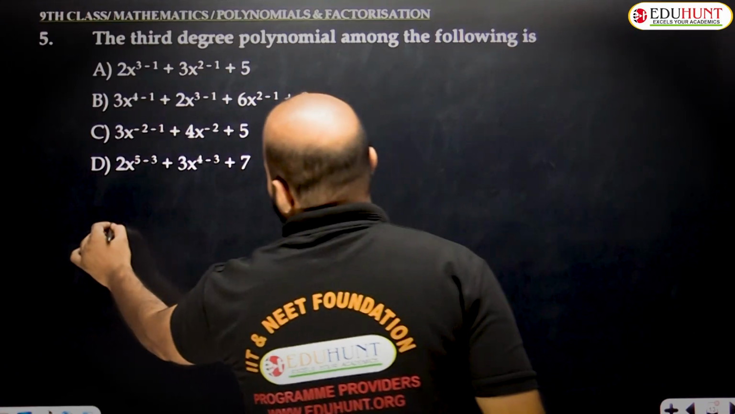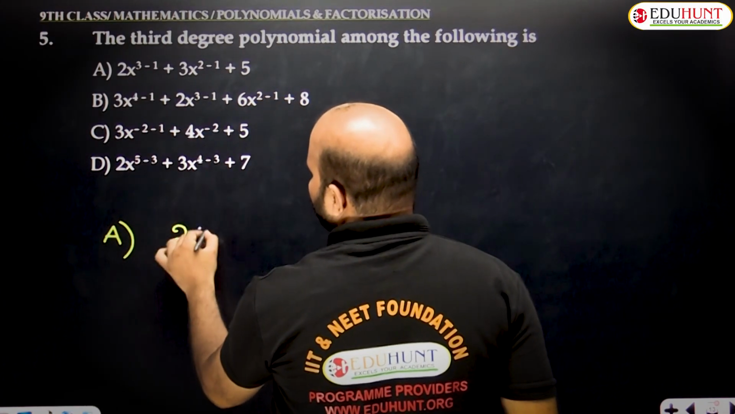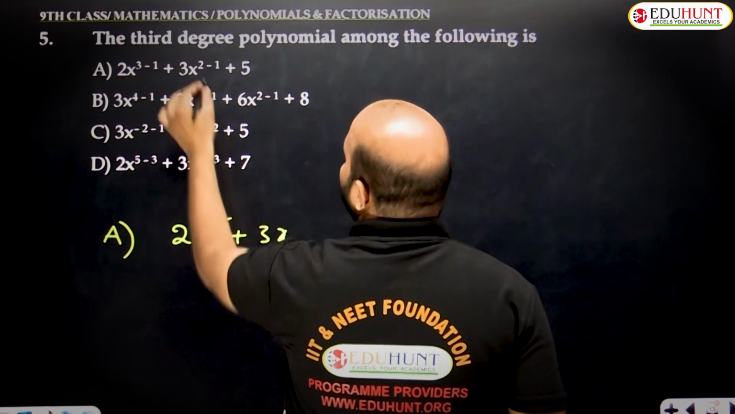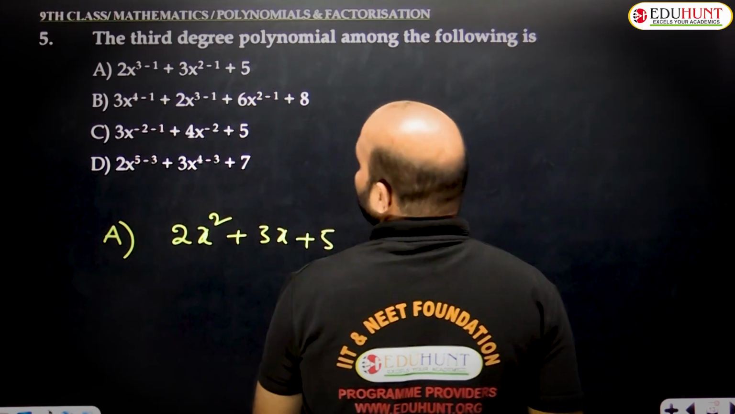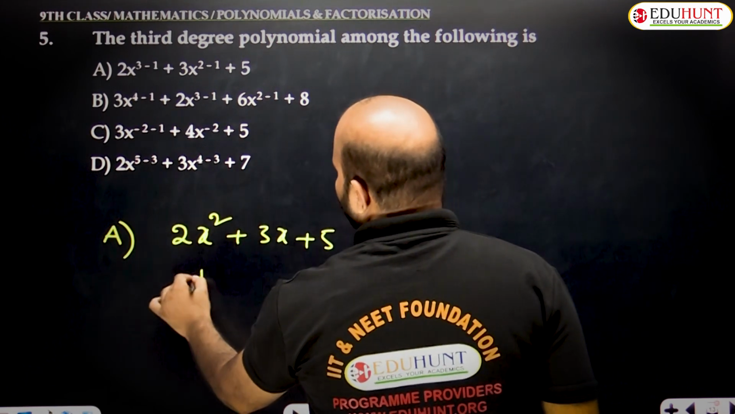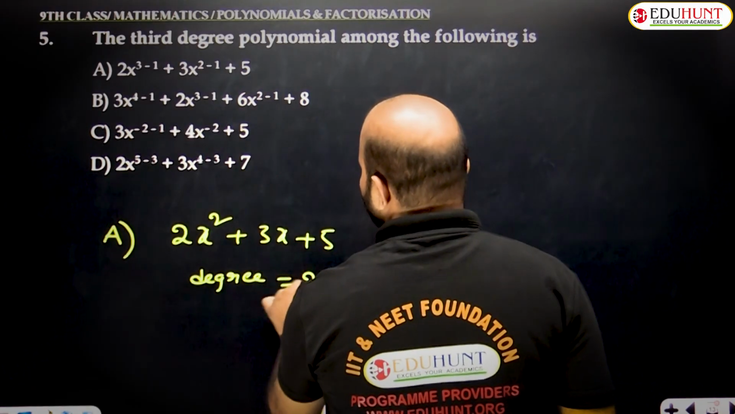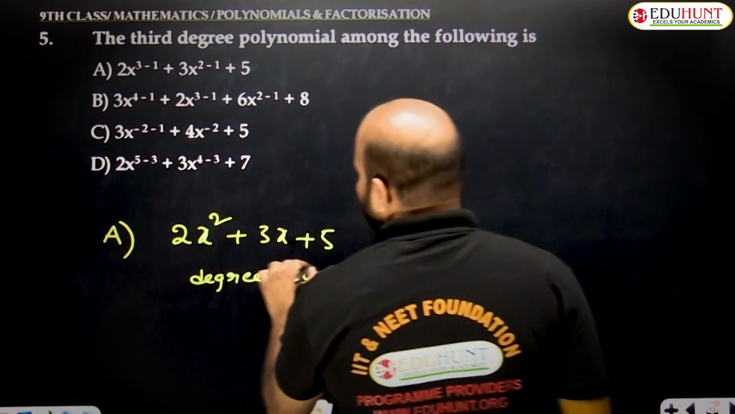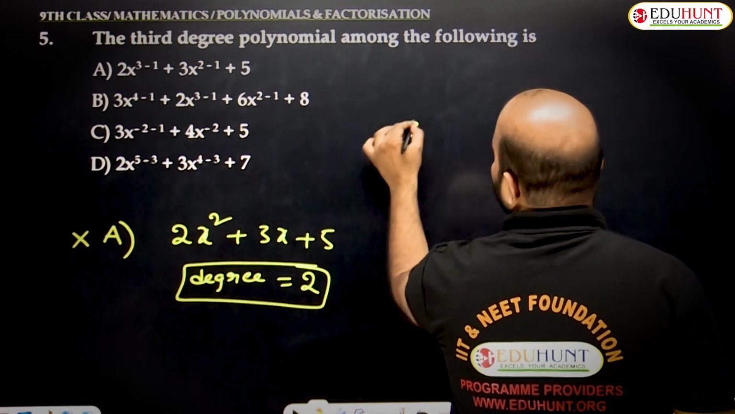So option A can be written as 2x power 3 minus 1, nothing but 3 minus 1 value, 2x square plus 3x power 2 minus 1, nothing but 1, nothing but x plus 5. So is it a third degree polynomial? No, the degree is 2, because the highest exponent value is called the degree. So it is not satisfied. So the first one is wrong. So what is option B?